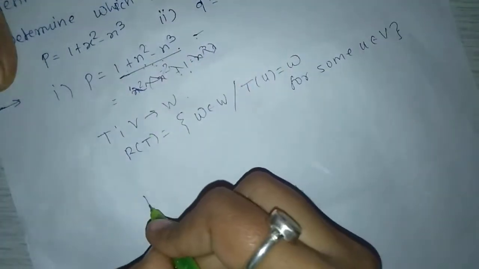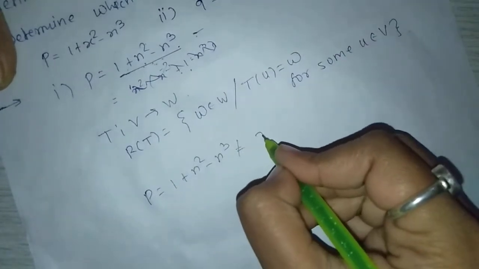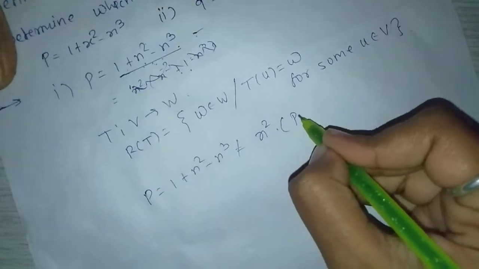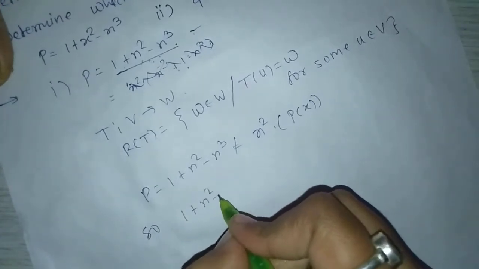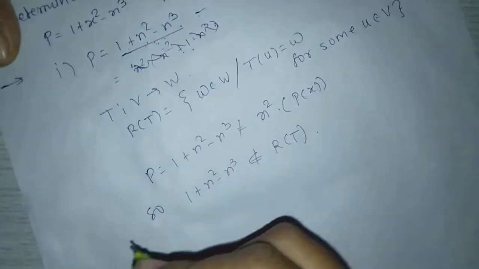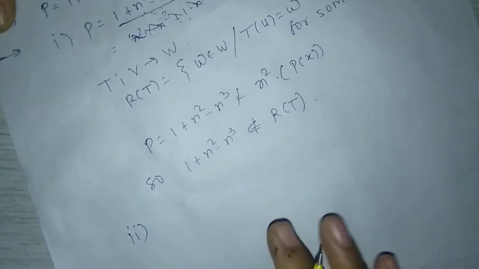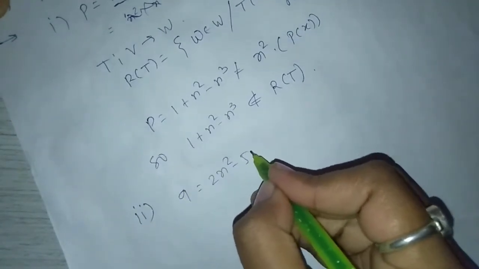Here P equal to 1 plus x square minus x cube. It is not equal to x square into some polynomial. So 1 plus x square minus x cube does not belong to the range of T. Now see the second, Q equal to 2x square minus 5x cube.